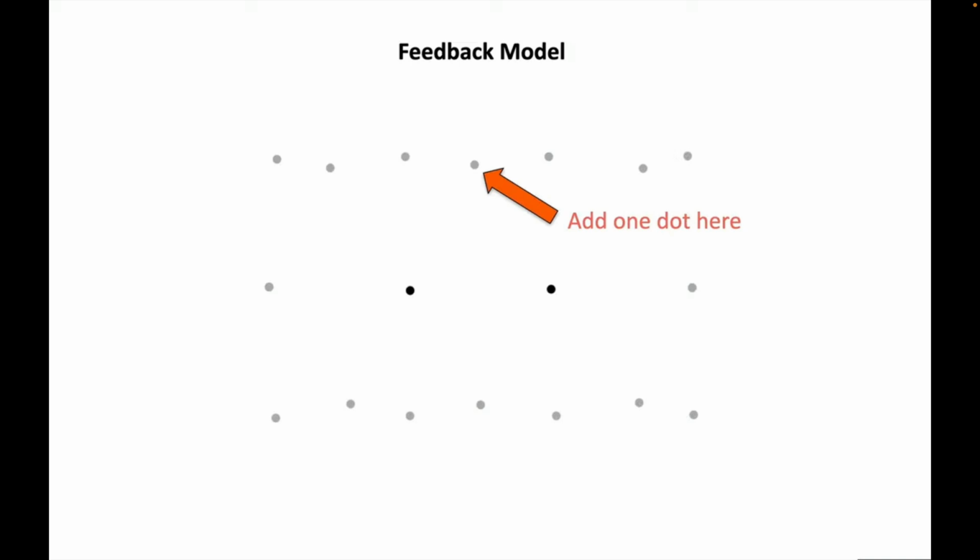But if we now add 1 dot here, that excludes the possibility of the square grid pattern and reinforces the equilateral triangle interpretation and changes the whole field around the model.